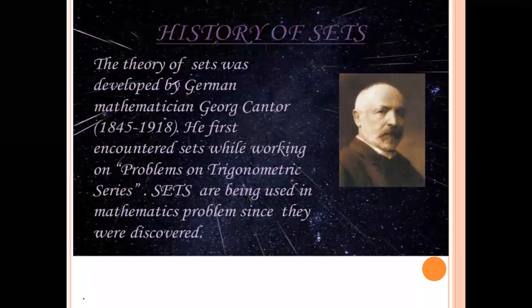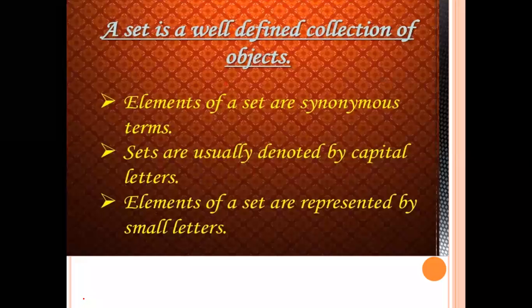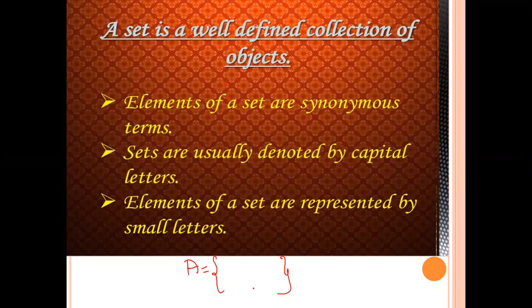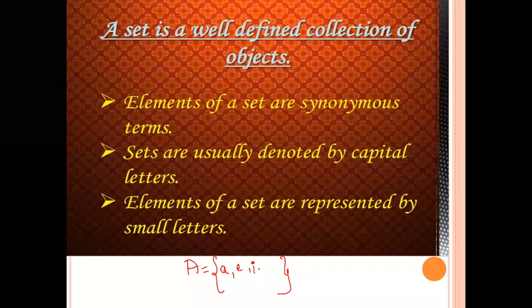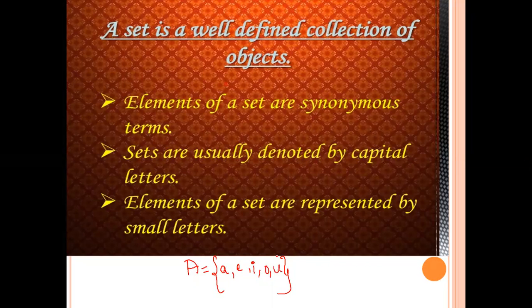Then I had told you who found the sets, that is Georg Cantor. Then we discussed the properties of sets: sets we usually define using capital letters, and we keep the elements inside a flower bracket. We keep the elements inside a flower bracket. The elements inside, I had said we write in small letters, correct? Separated by a comma.